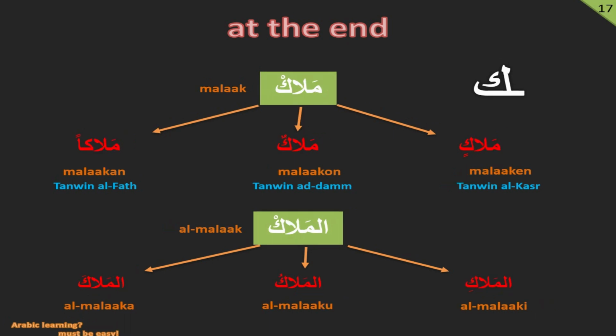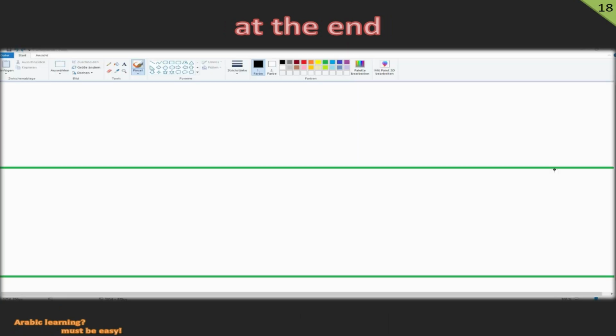Now the second example, ملاك, is without التعريف. So, with تنوين الفتح would be ملاكا. With تنوين الضم ملاك. And with تنوين الكسر ملاك. Now, الملاك is with التعريف. So, with فتحة at the end would be الملاكَ. With dhamma at the end, al-malaku, and with kasra, al-malaki. Now, a video to show how to write the examples.